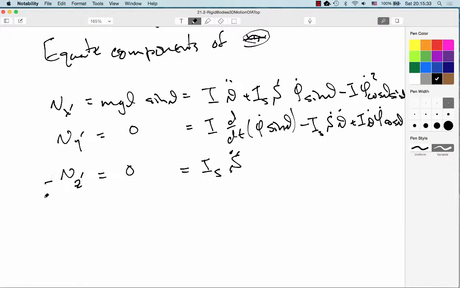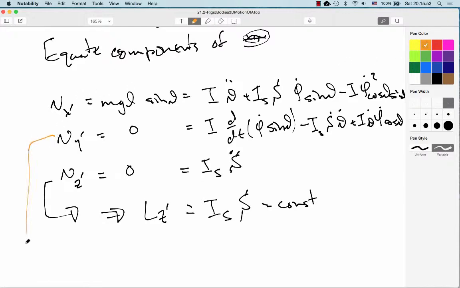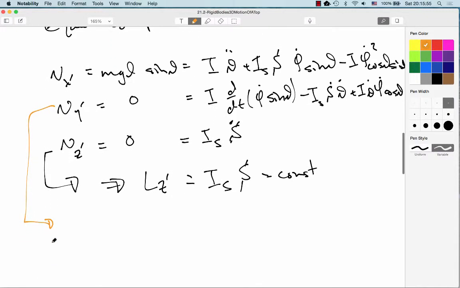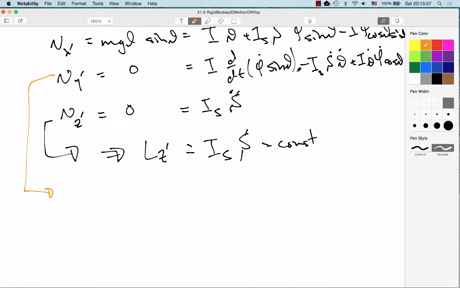All right, let's go for the low-hanging fruit. This immediately implies that the z prime component of the angular momentum, which is equal to I_s s, remains a constant. All right. The next step is going to be to look at the y equation of the torque.